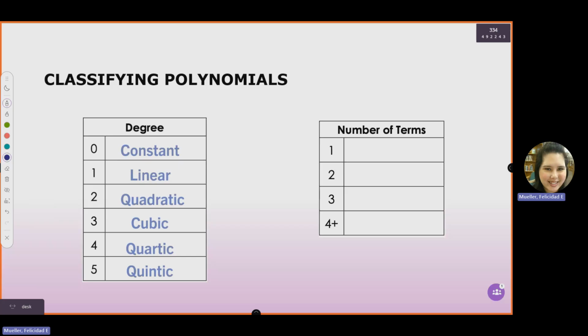Now, the number of terms, again, these are also things that you've heard in class, which we've already talked about. A monomial, because mono means 1 for us. Binomial would be 2. Trinomial, 3. And anything above 3, we're going to call a polynomial. And this is just the number of terms that we're adding or subtracting.